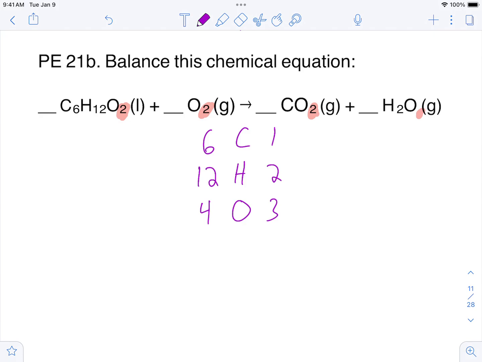So I'm going to do C's first. I need to add something to the coefficient of the C to get this to be a 6. So if I put a 6 here, and I do 6 times 1, notice I now have a 6 here. So my C's are now balanced. What else did that 6 do? That 6 also changed my O's. So I have 12 O's here, and then I still have my 1 O here. So my O's on the right now changed to 13.